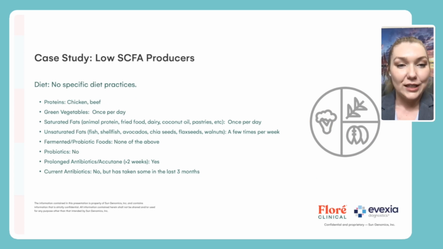For this patient, her main sources of protein are chicken and beef. She eats green vegetables once per day. She eats saturated fats once per day, unsaturated fats a few times per week. She doesn't eat any of the fermented or probiotic foods. She does not take probiotics. She has had prolonged antibiotics use or Accutane use. She is not currently on antibiotics, but did take some within the last 3 months.